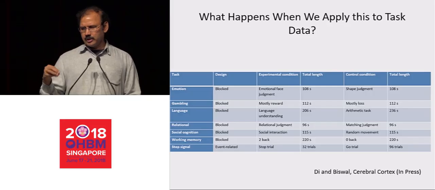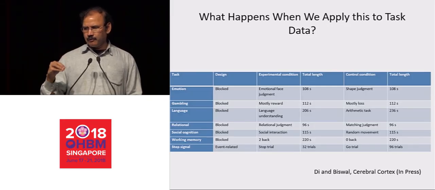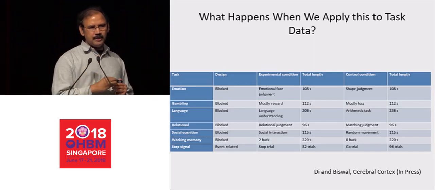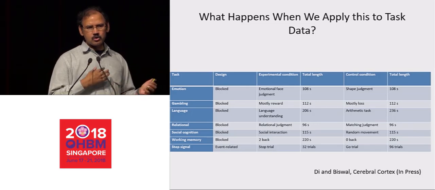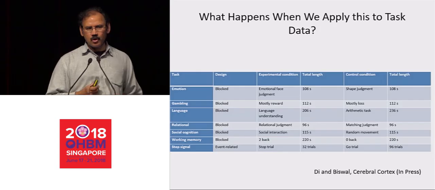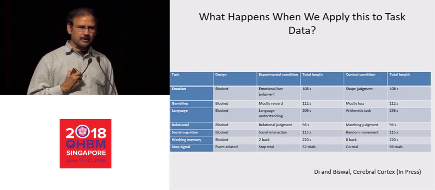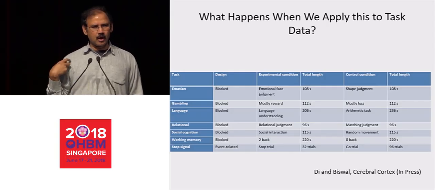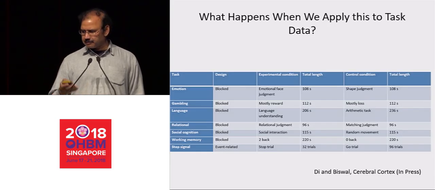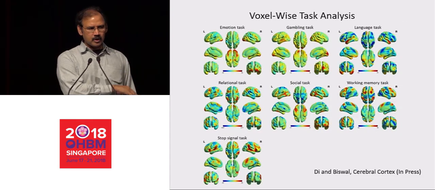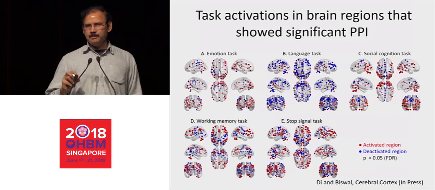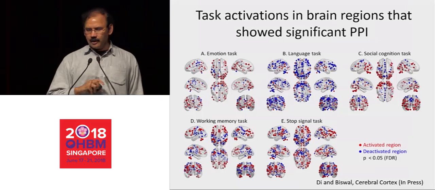So then the question was, fine, if during rest there are all these interactions that occur between different regions, could it be that during task something similar also happens? For this one, we used the Human Connectome data, and these are the tasks. The last task is the event related one, which was from the UCLA open fMRI data set. This is just doing the voxel-wise analysis for the different tasks, and this is showing by PPI which regions are activated.